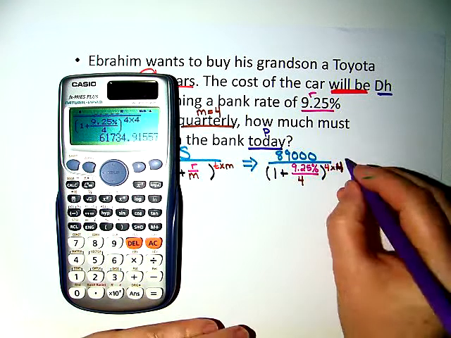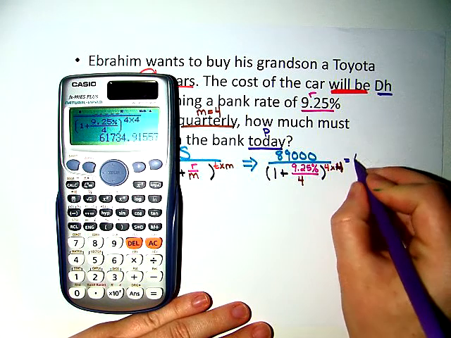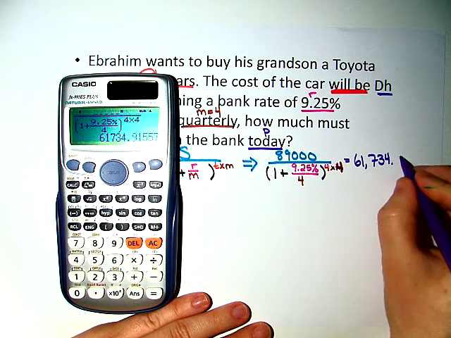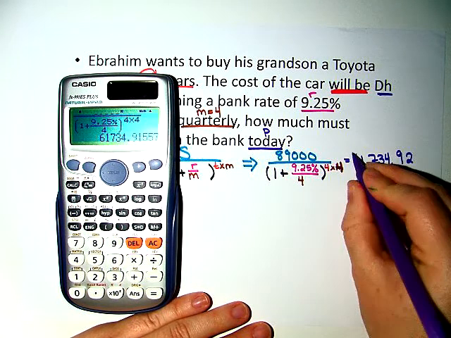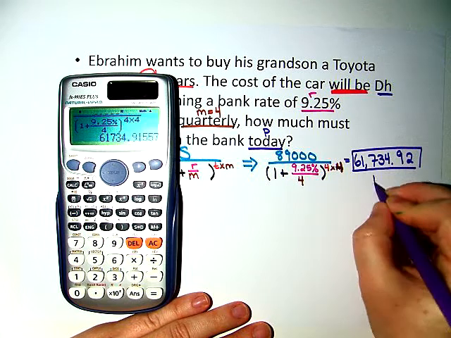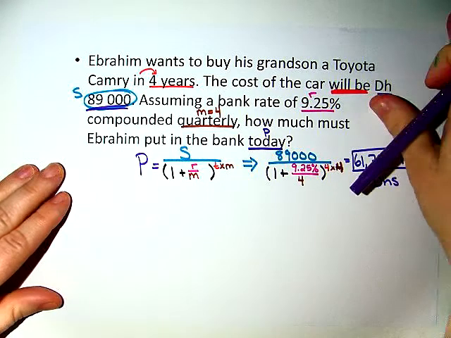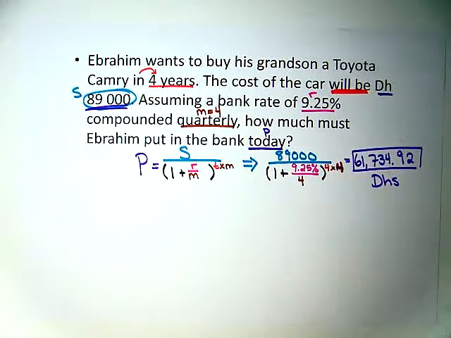And we should get, at the end, the principal we put in, 61,734.92. And this is in dirhams. Okay, so that's looking at the original value, and that actually ends our topic on compound interest. This was a very long video, but a lot of information.